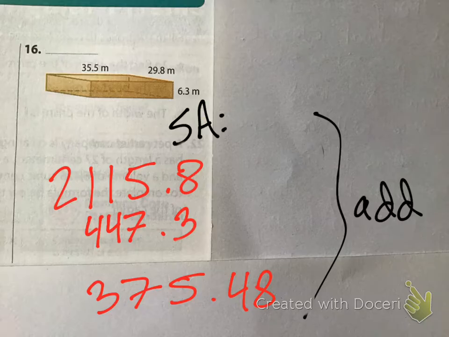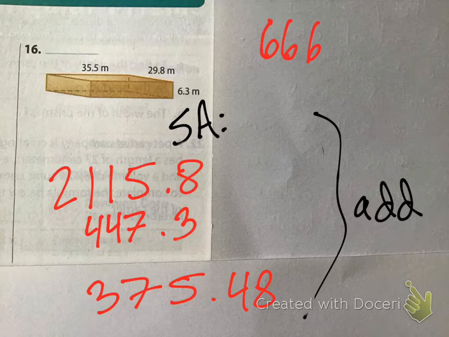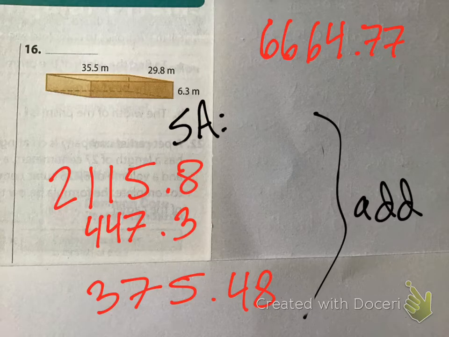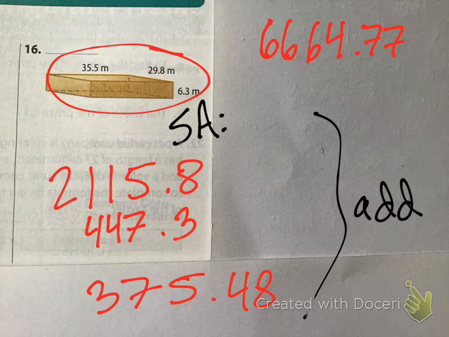And look, that's kind of crazy because my volume for this one was 6,664.77. So we have these really, really big numbers. And it makes sense, though, because these are really, really big numbers. So let's see.